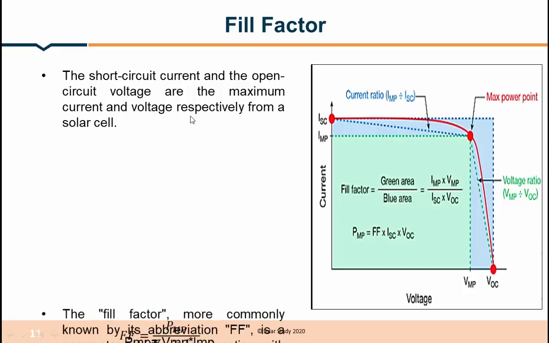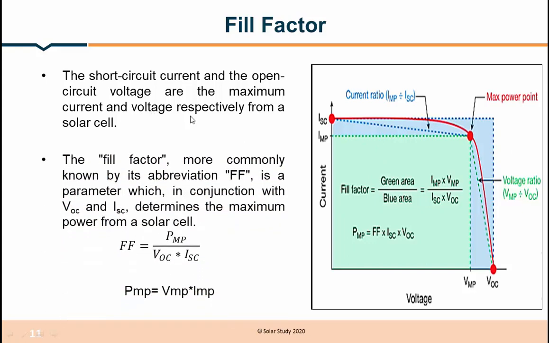Fill factor is nothing but a component of open circuit voltage and short circuit current. So the fill factor is also written as FF, which depends on VOC and ISC. The formula of FF is the maximum power, that is Pmax, divided by the product of VOC into ISC. What is Pmax? That is maximum voltage and maximum current. Then I will get the maximum power.